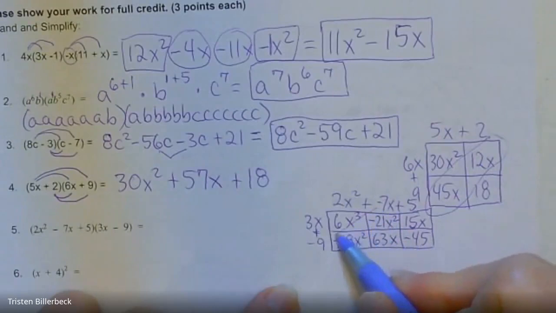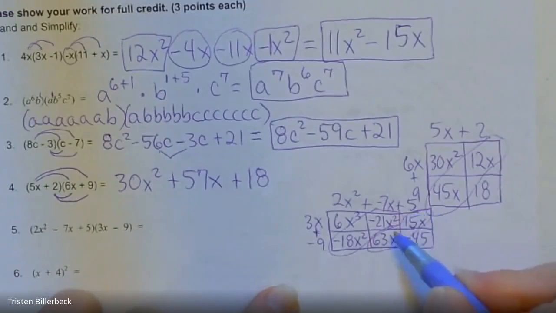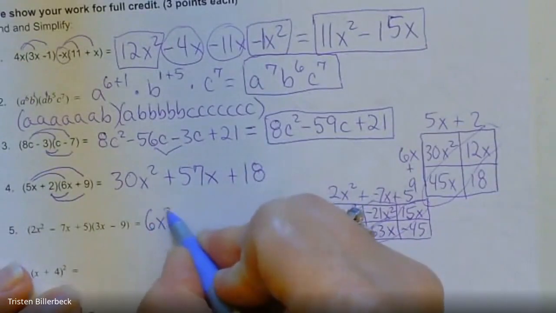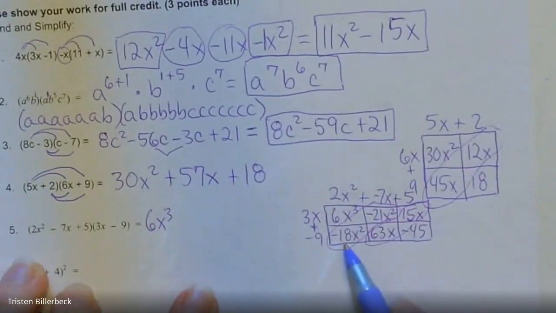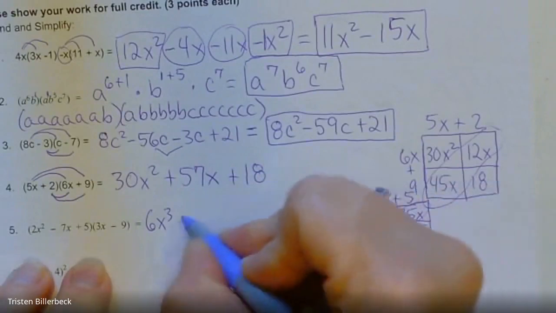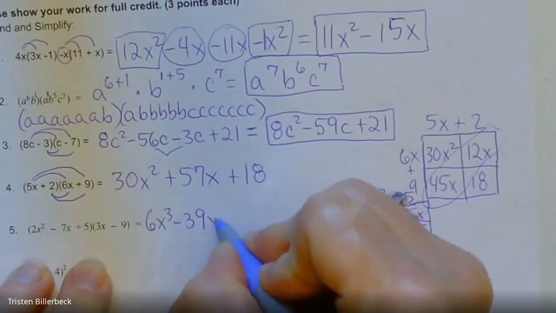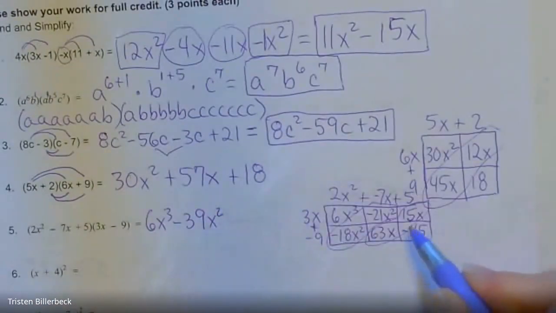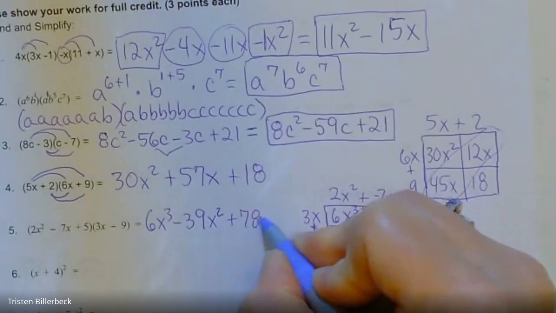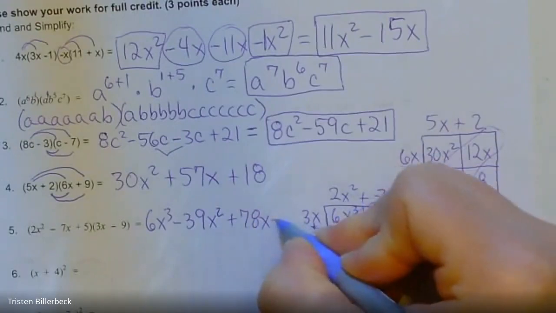So then we circle our like terms and we combine them. So we have 6x to the third. We have negative 18 plus negative 21, so that'd be negative 39x squared. And this would be 63 plus 15 is 78x minus 45.